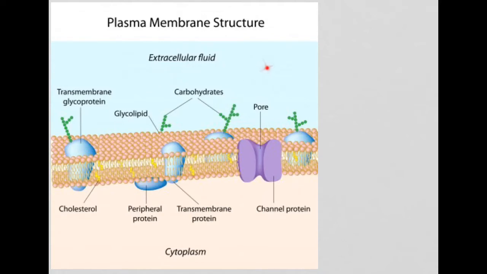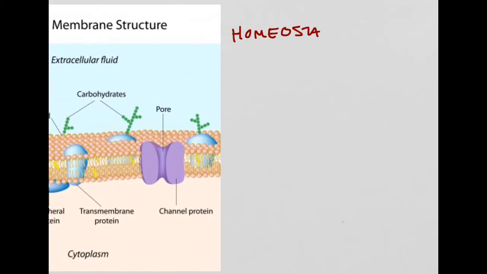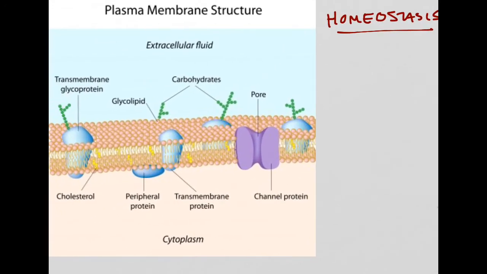And of course, out here in the extracellular fluid, the area outside of the cell, there's all sorts of fluxes and changes of the environment going on around here. And so the internal environment needs to remain the same while the external environment goes crazy. We've heard this term before: homeostasis. That's maintaining a constant internal environment while the external changes around you. So homeostasis is one of those unifying characteristics of life. So how does it do that?